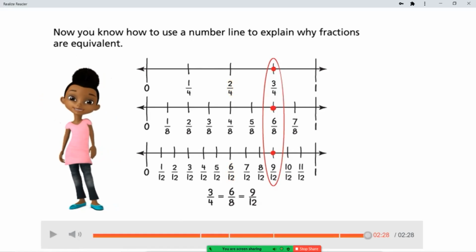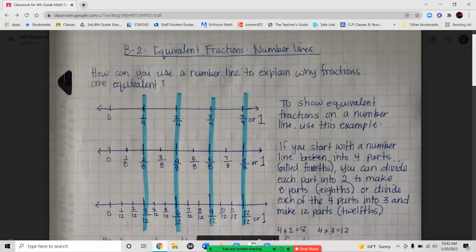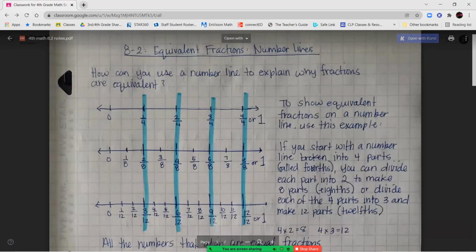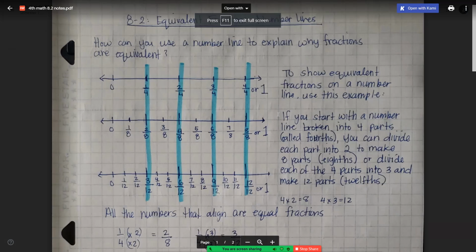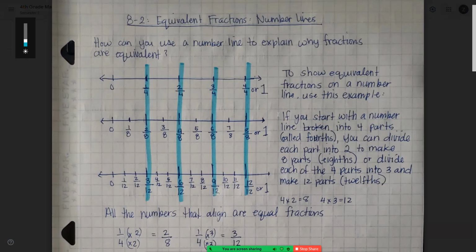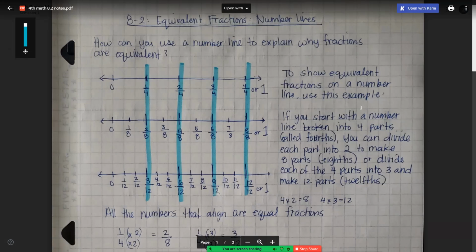All right, let's go ahead and get into our notes and our guided practice for today. For our notes, we have our lesson 8-2 up here, equivalent fractions using a number line. How can you use a number line to explain why fractions are equivalent?